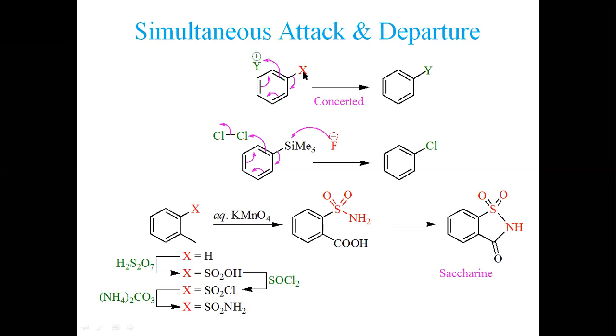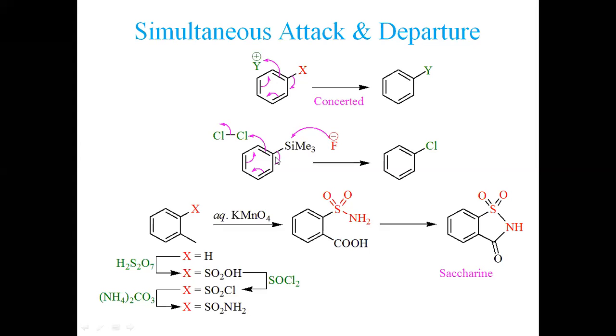Let's say we have an X group present, maybe any group, which is leaving with an electron pair. So it is donating this electron density here. This electron density is transferring here, this pi electronic density is transferring here, and this pi electronic density transfers to the Y. Now here, see, this group is leaving, and the new electrophile is approaching at the same time. This is what we call simultaneous attack and departure. Very few reactions you shall find following this mechanism, but there are. In fact, we cannot deny their presence.